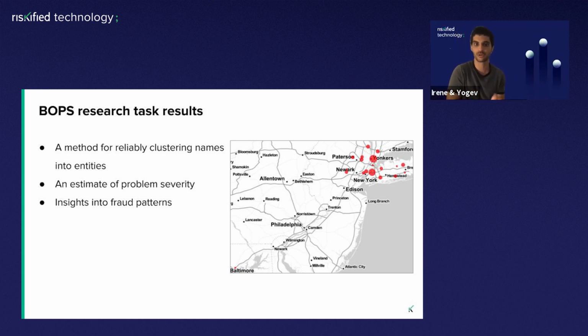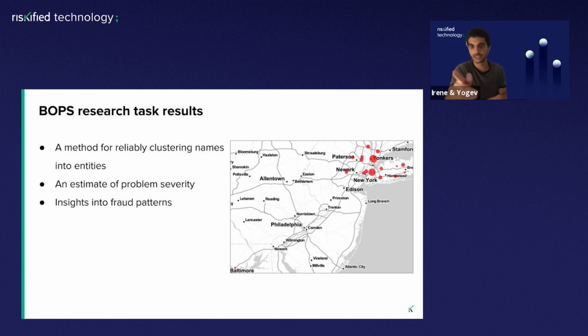For example, one thing we learned from this exploratory task is that fraudsters who perform BOPs fraud usually perform most of the fraud in the same geographical area, which kind of makes sense when you think about it. Nobody will drive 5 hours just to steal a bottle of perfume.